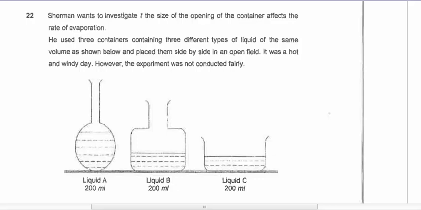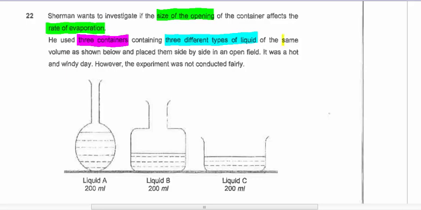Now, question 22. Sherman wants to investigate. So what's he investigating? If the size of the opening affects the rate of evaporation. So this is my variable that is changing. Size of the opening, because that's what I'm investigating. So he used 3 containers, 3 different types of liquid. So what he used, 3 containers, 3 different types of liquid of the same volume. Okay, so I've got same volume. And put them side by side in an open field. So they are the same location. Hot and windy was not conducted.